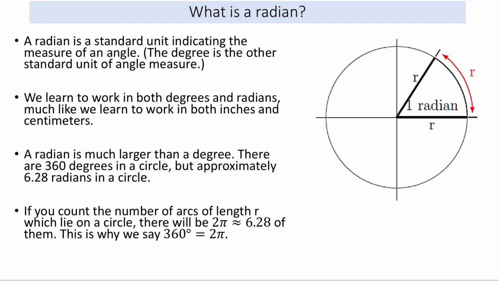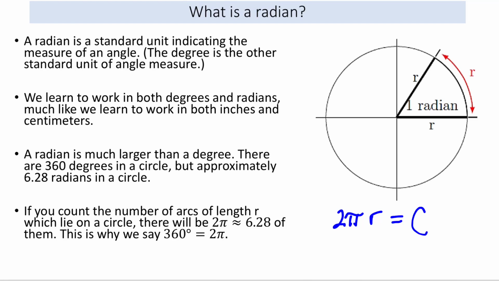So if I try to figure out how many of these R pieces would fit on the outside of any circle, it turns out that there are 2 pi of these R's that fit on any circle. So that we know is the circumference of a circle, and that's where that comes from. So 2 pi times R, the radius of the circle, tells you the distance around any circle. All right, so that's where that comes from.